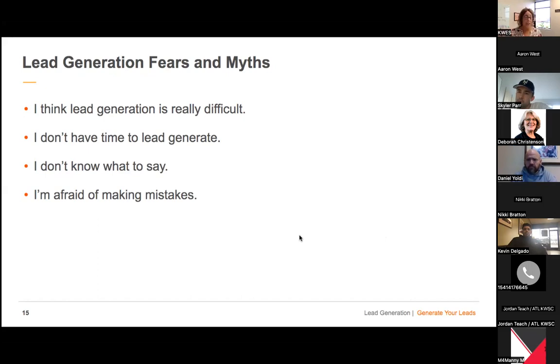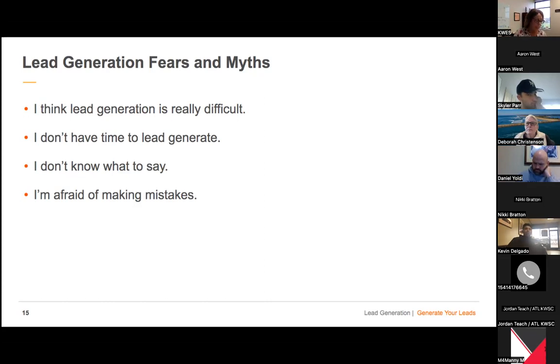One of the first ones, and I'm going to point out, do you all have the MREA, the Red Book, and the Shift Book? So I'll be referring to those throughout as well with some page numbers. There's a section that we're going through in Shift and on MREA right now about lead generation and the myths surrounding it. Lead generation is really difficult. I don't have time to lead generate. I don't know what to say, and I'm afraid of making mistakes.